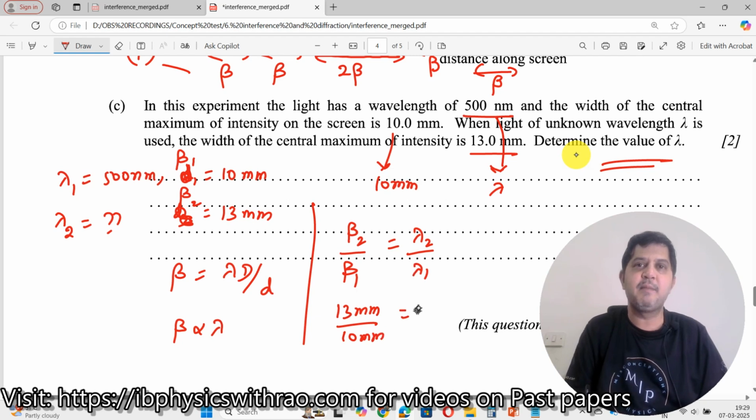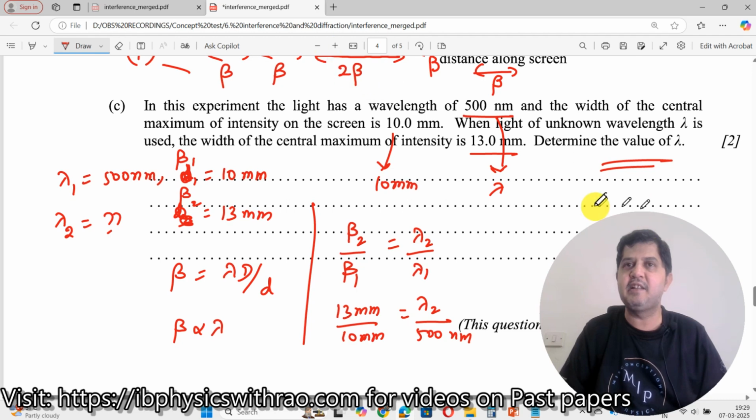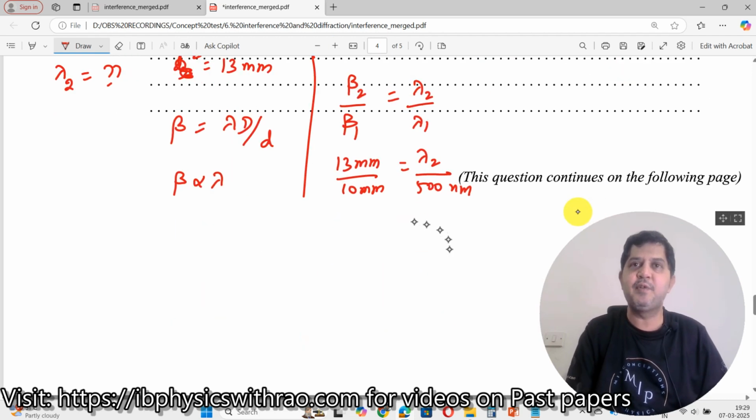Is equal to lambda 2 divided by what's lambda 1? Lambda 1 is 500 nanometer. There's a reason why I write the units, because at the end, if you do not write the units, you lose a mark.